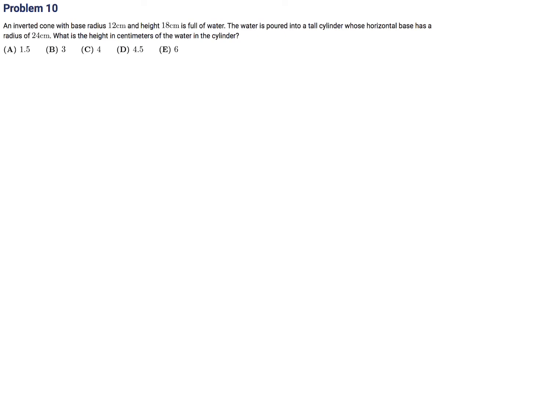An inverted cone with base radius 12 and height 18 is full of water. The water is poured into a tall cylinder whose horizontal base has a radius of 24. What is the height in centimeters of the water in the cylinder? Well, the volume of a cone is 1/3 pi r squared times height. The volume of a cylinder is pi r squared times the height.